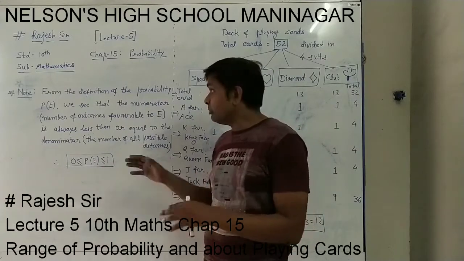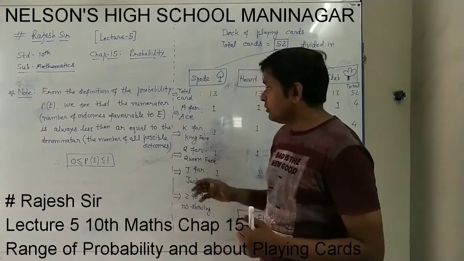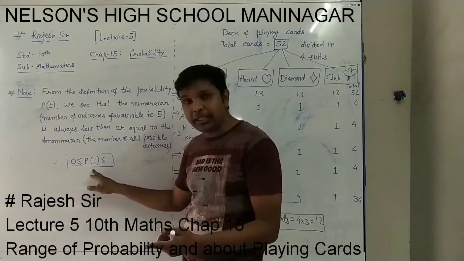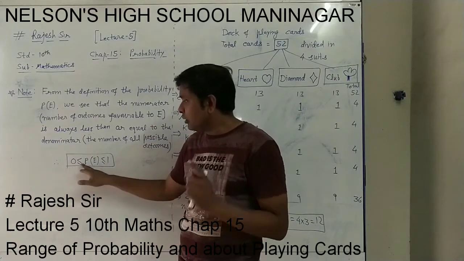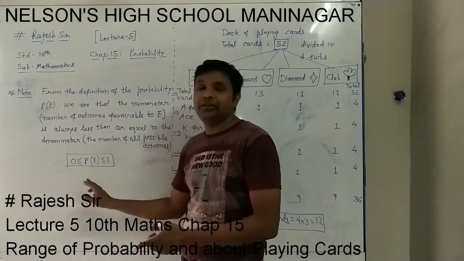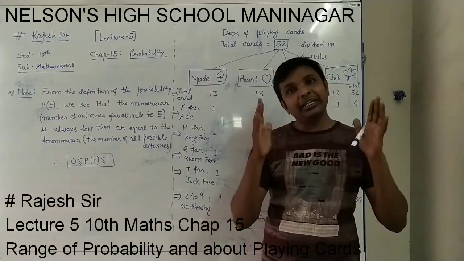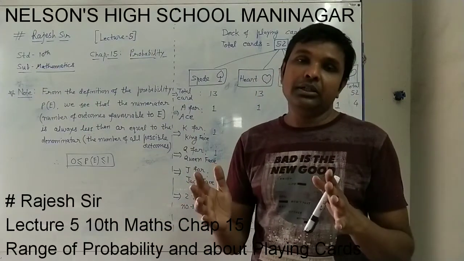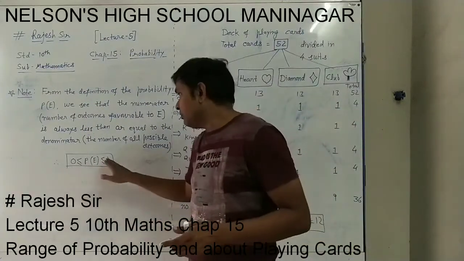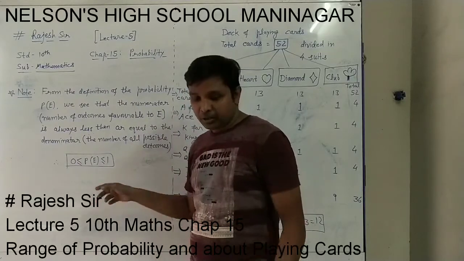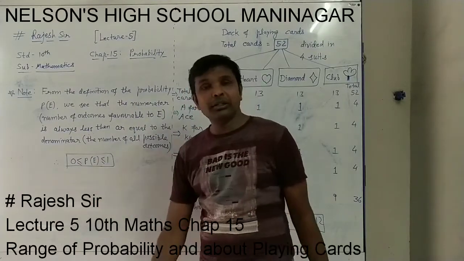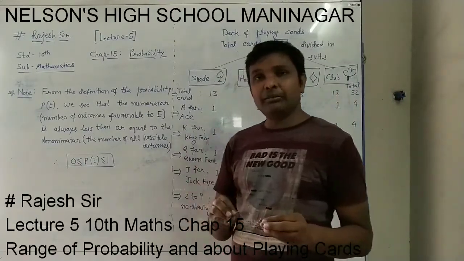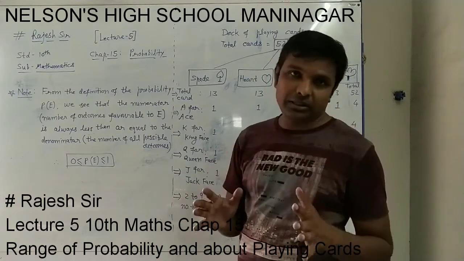So from that and from the definition we can determine the range of the probability of any event. The probability of any event will always be greater than or equal to 0 but less than or equal to 1. So the range of any event's probability is between 0 and 1. It will not be less than 0 and it will not be greater than 1. This is the conclusion we have. We have to remember that the probability of any event will be a minimum of 0 and a maximum of 1.